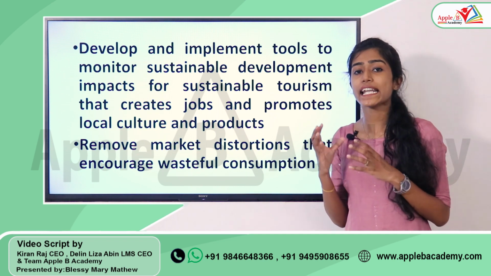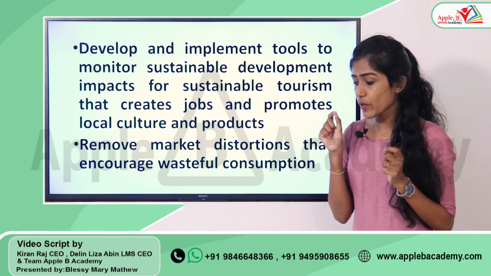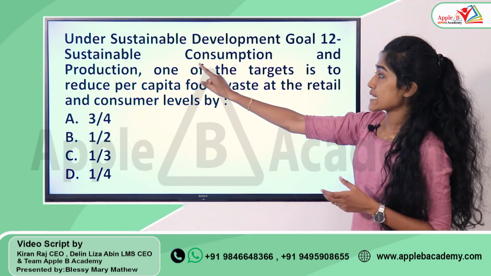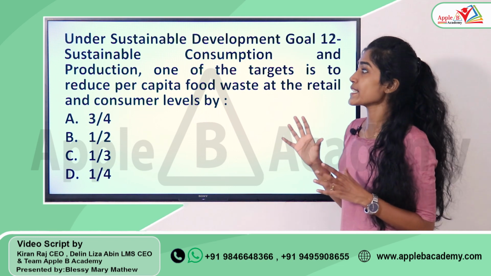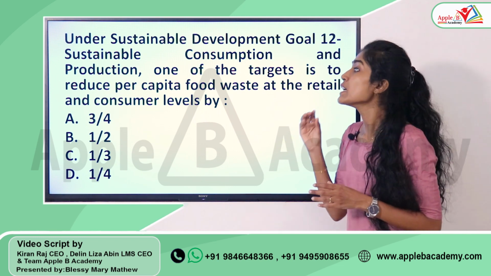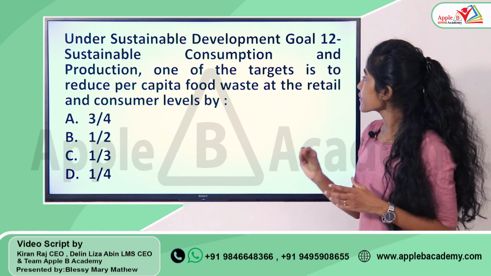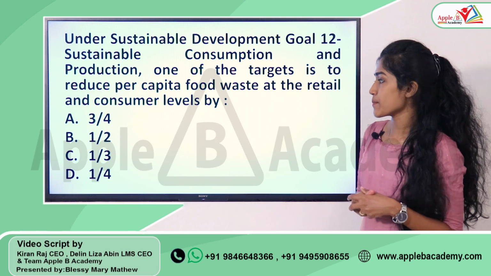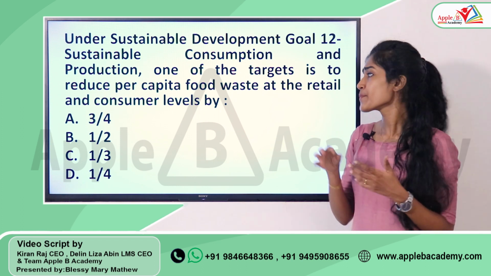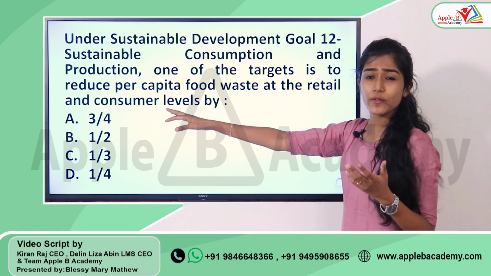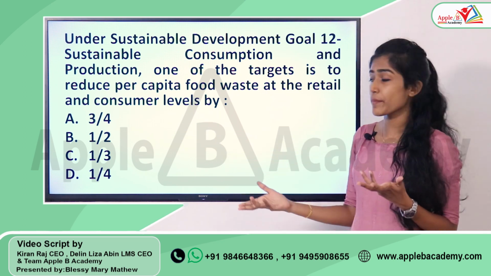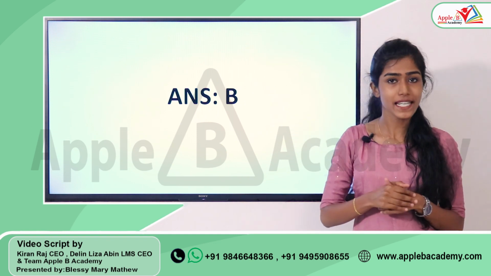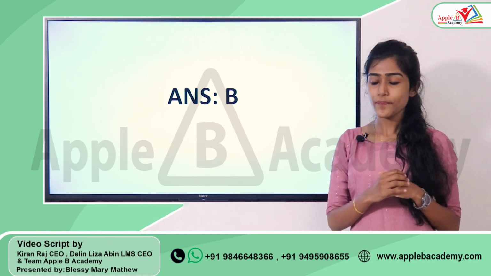So basically these are the 11 targets that are associated with Sustainable Development Goal 12, that is sustainable consumption and production. So the question here is, under sustainable development goal 12, sustainable consumption and production, one of the targets is to reduce per capita food waste at the retail and consumer levels by it. We have already discussed it. So reduce half per capita, that's what we have discussed there. So 1 by 2, half is 1 by 2. In that sense 1 by 2 is option B. So the right answer is option B itself. Moving to the next question.